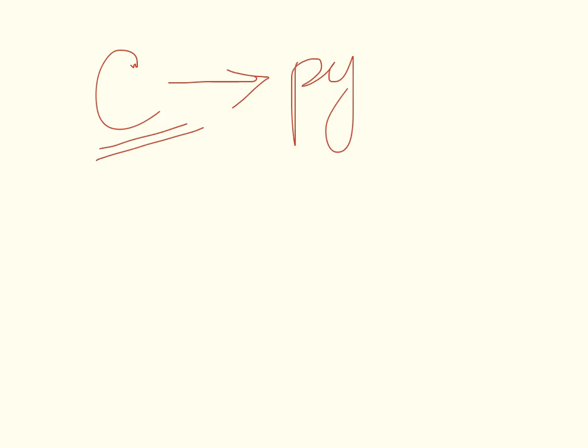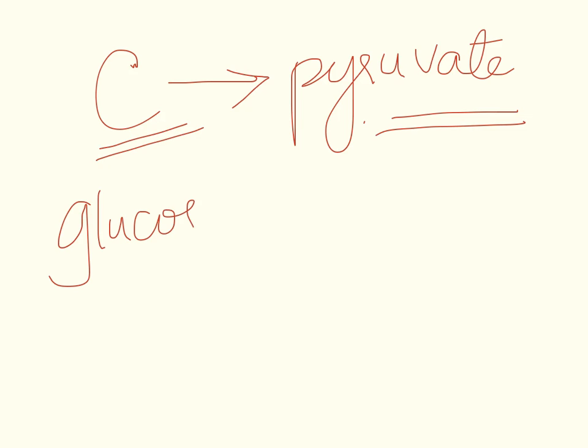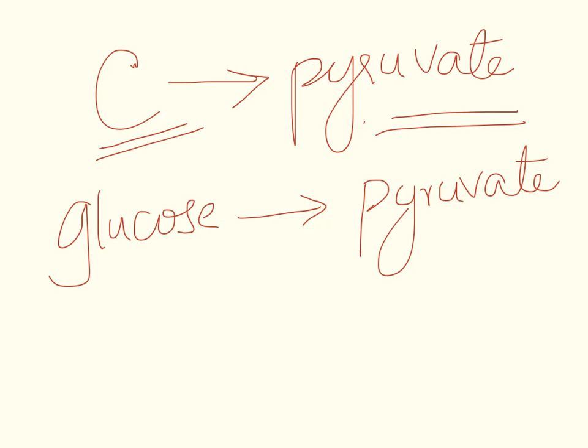These carbon atoms could be from amino acids or glycerol from fats. They are converted mostly to pyruvate, and then from pyruvate it goes in the reverse direction of glycolysis. What is glycolysis? Glycolysis is glucose to pyruvate, 10 reactions. Gluconeogenesis is pyruvate to glucose in the same order of 10 reactions.